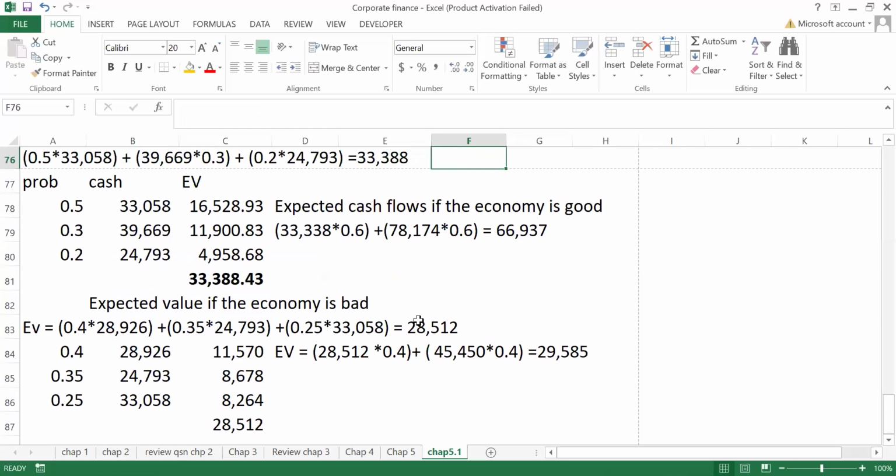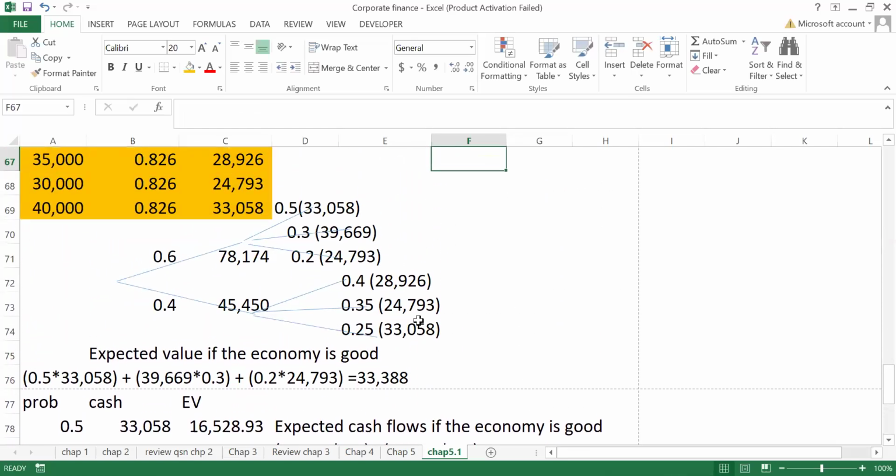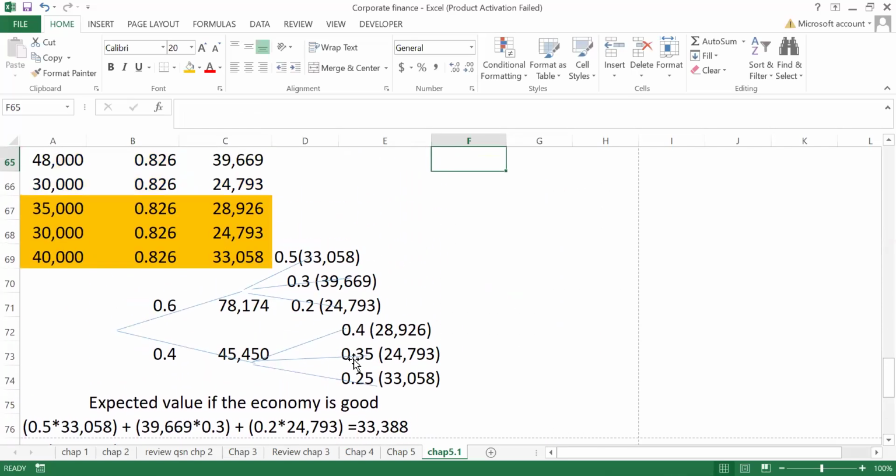So if you look at this, what is the total expected value if the economy is good? It will be the cash flows in the first year plus the cash flows in the second year, given this probability of 0.6. Whenever you're working with the decision tree, you move from right to the left. I think that's the rule in the decision tree.